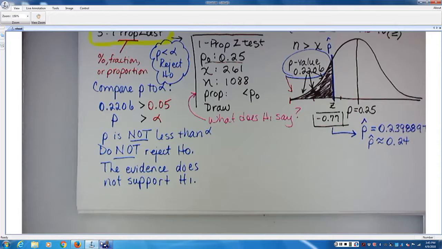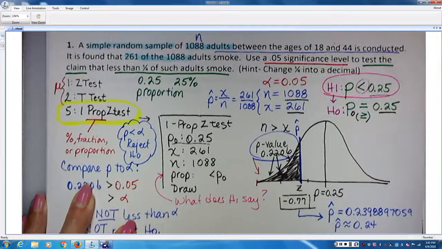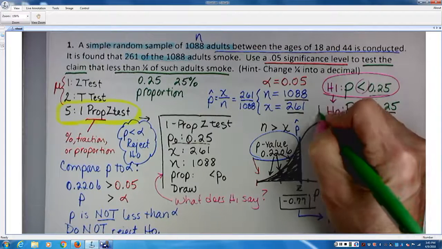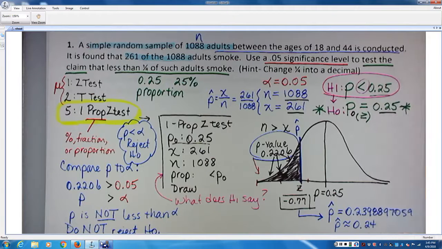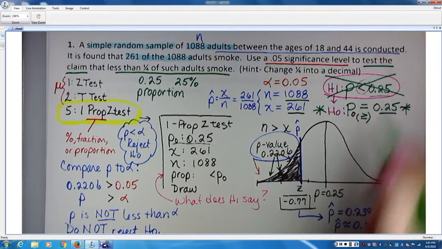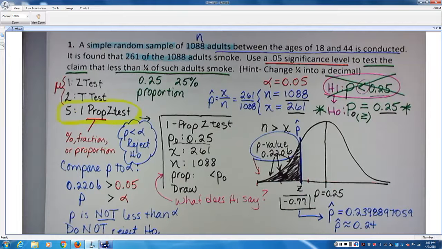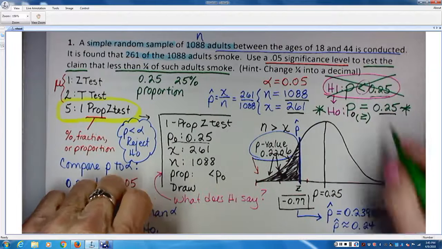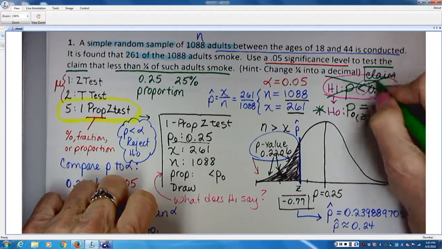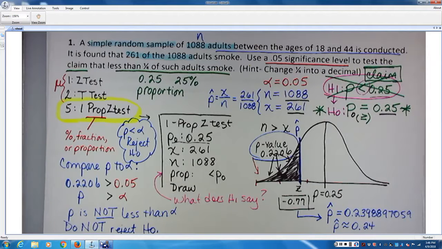But here's the point. We want to make a decision not about H0 and H1 alone. We need to make a decision about the claim. So we need to answer the question in terms of the claim. So this is what we did. We did not reject H0. We did reject, because you can't accept the other one if you didn't reject the first one. Since we didn't reject H0, we have to reject H1 because they can't both be true. But guess what H1 was? It was the claim. So we have no evidence to support the claim.